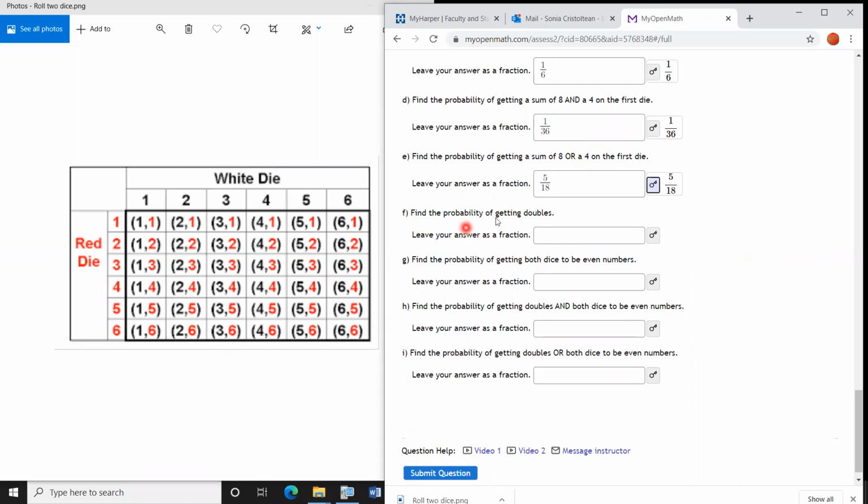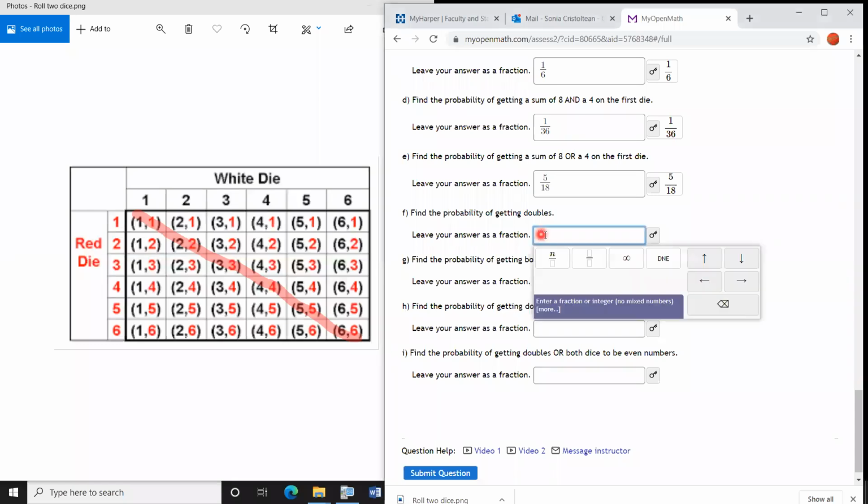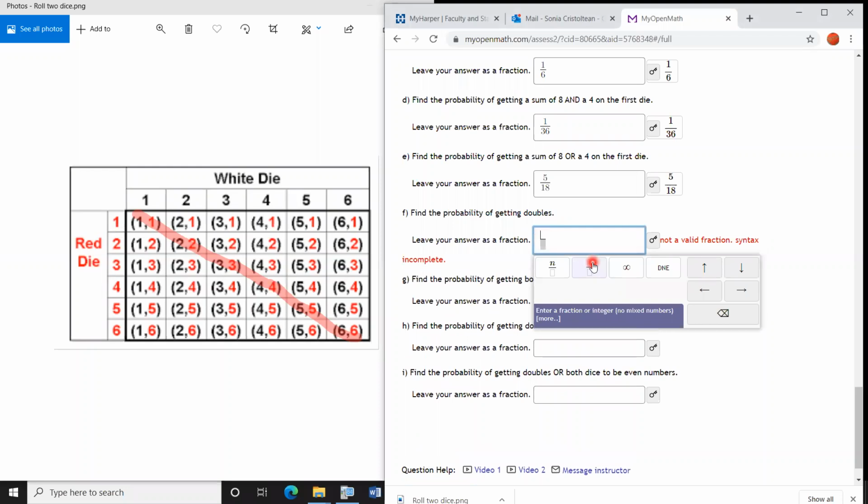So find the probability of getting doubles. So doubles. I'll grab my pen. And I'm looking for doubles. Here we have doubles. So it seems that on this column, all of these are doubles. So how many doubles do we have? Well, we have 6 doubles. So 6 out of 36 will simplify to 1 over 6. No big deal here, right?